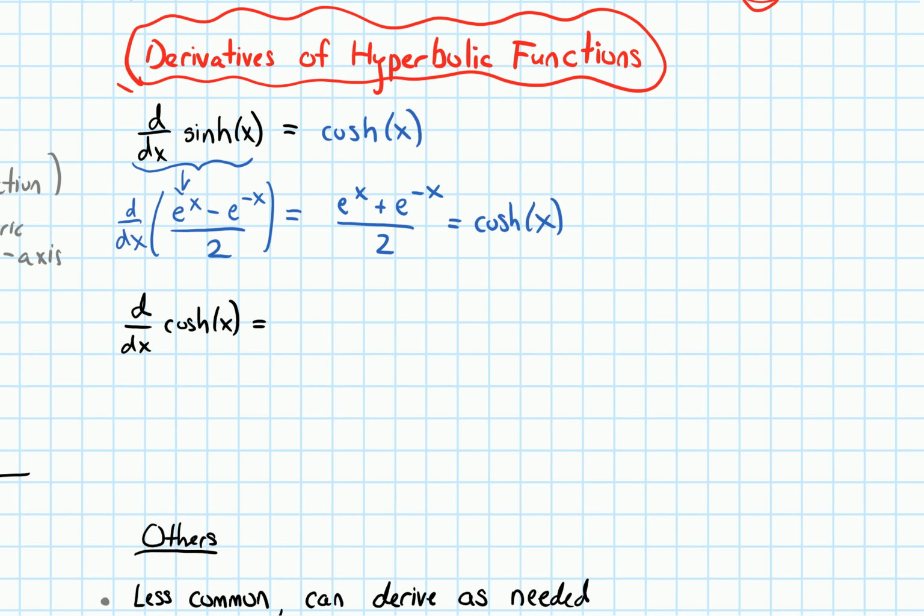And that's pretty similar to what we see with regular trig functions. The derivative of sine x is cosine x. So this is the analog of that with hyperbolic functions. So let's do the derivative of hyperbolic cosine.